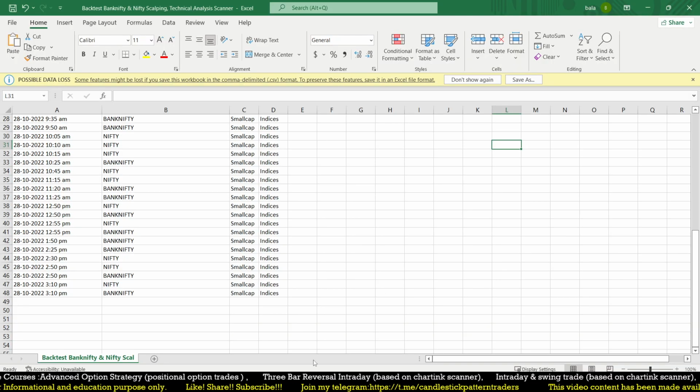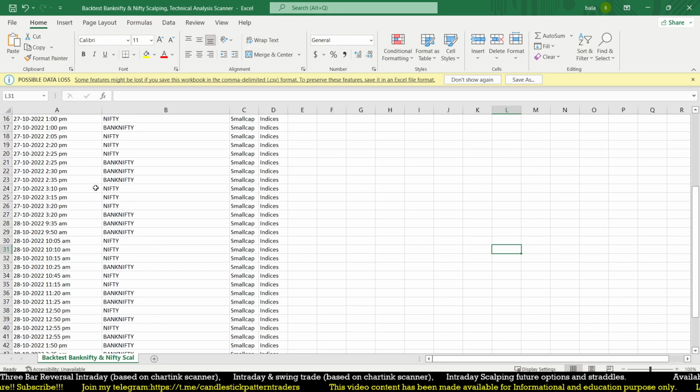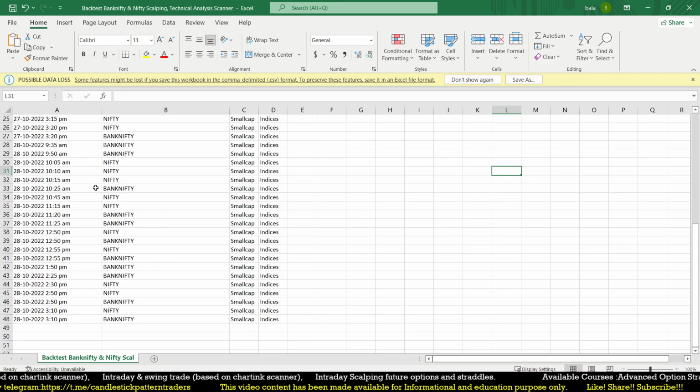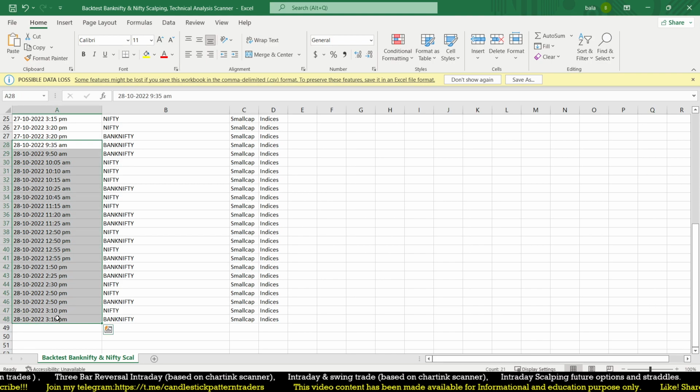So these are my backtest results for today. Here I'm taking a 3-day result because I'm using a 5-minute time frame. I'm not using 15 or 30 minutes. Maybe I can convert the scanner into a higher time frame, but this is what the system is giving me for 5-minute scalping kind of trades. And I got almost 21 counts. That is, 21 times this kind of pattern formed in Nifty and Bank Nifty.